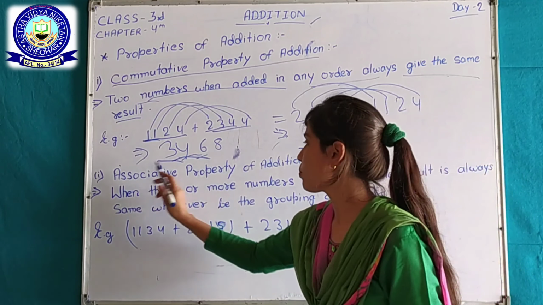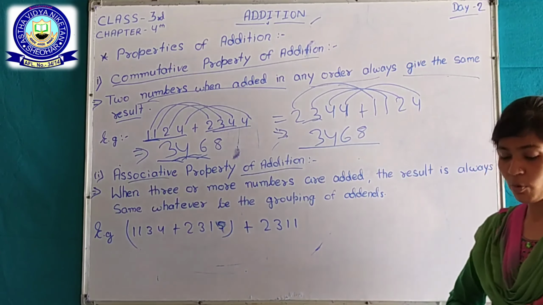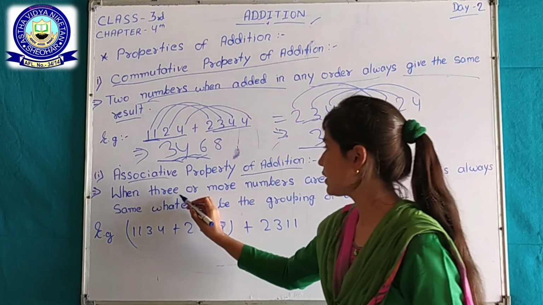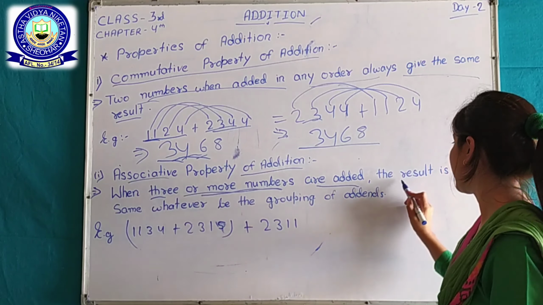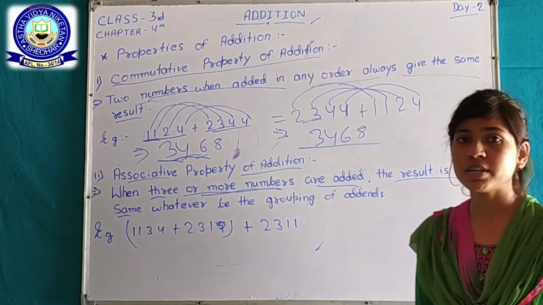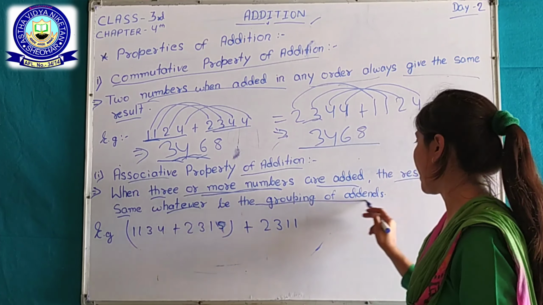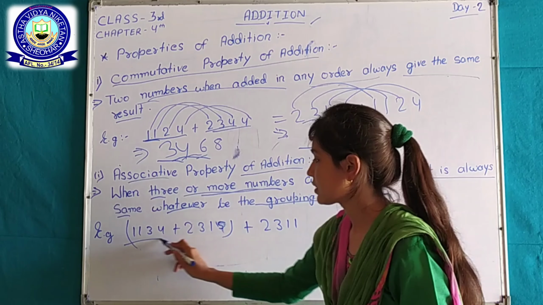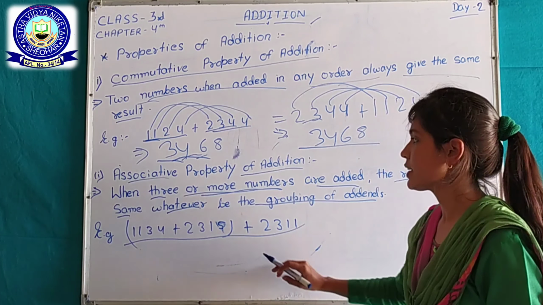And our second property of addition is the associative property of addition. In this property, when 3 or more numbers are added, the result is always the same. When we add 3 or more numbers, the result will always be the same, whatever be the grouping of addends. चाहे नंबर का ग्रुप जो भी हो, उसका जो सम आएगा हमेशा क्या होगा, सेम होगा.